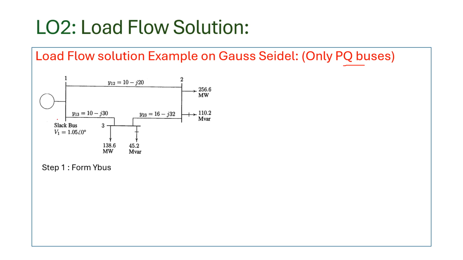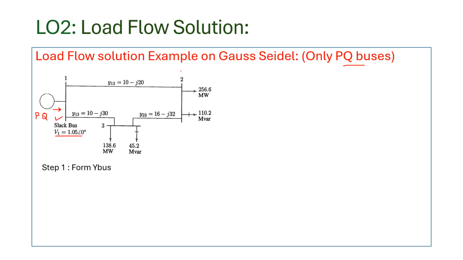The first bus is a slack bus, and as we have discussed, the voltage is specified here, that is 1.05 at an angle 0. Now at this bus we have to calculate the real power and reactive power that is to be injected from the generator into this bus.